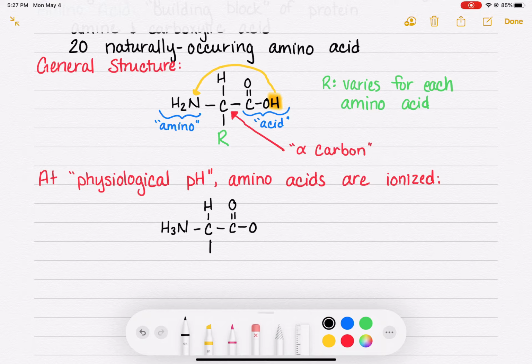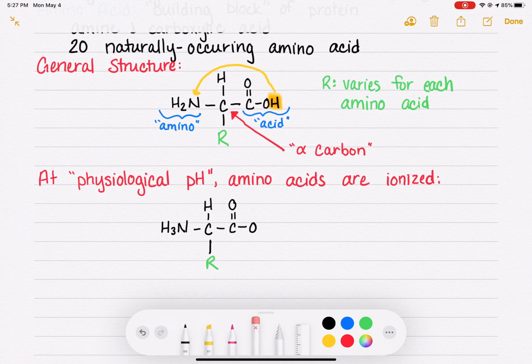The R group is still there, whatever it might be. When the hydrogen moves from the acid over to the amino, it leaves behind its electrons. So this means that the oxygen is left having a negative formal charge, which I'm going to circle, which is just standard notation for organic chemists. And the nitrogen ends up having a positive charge, which I'm also going to circle.